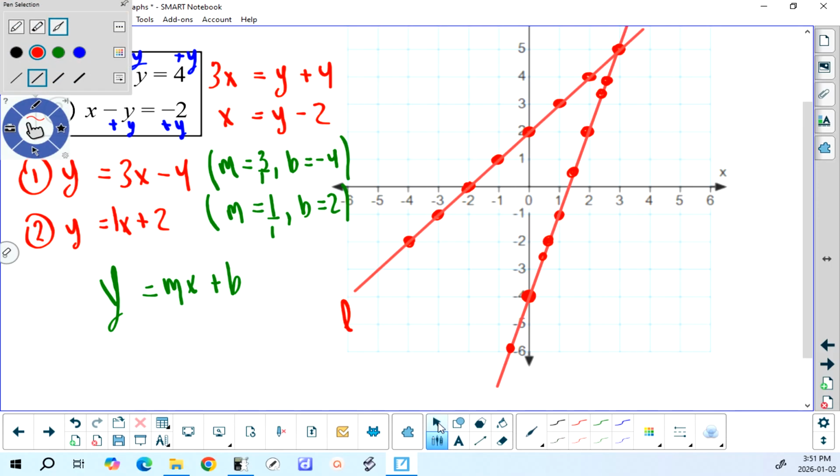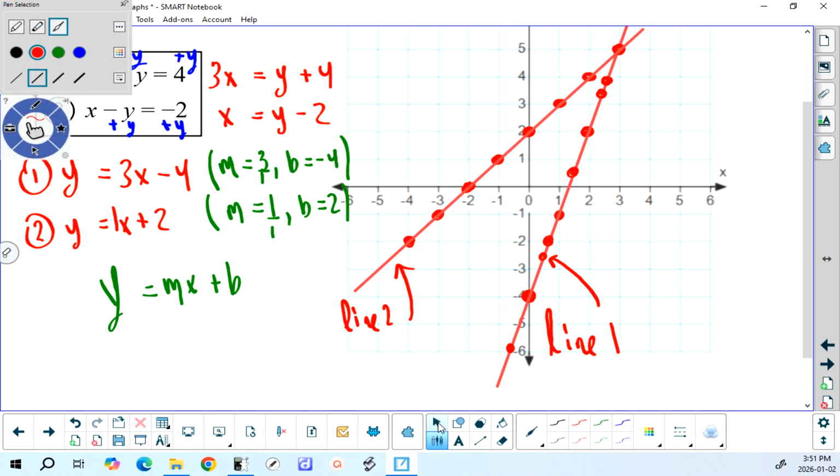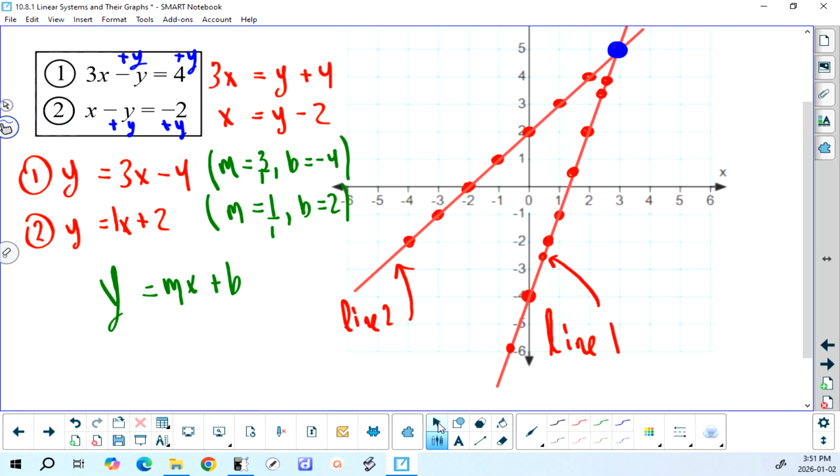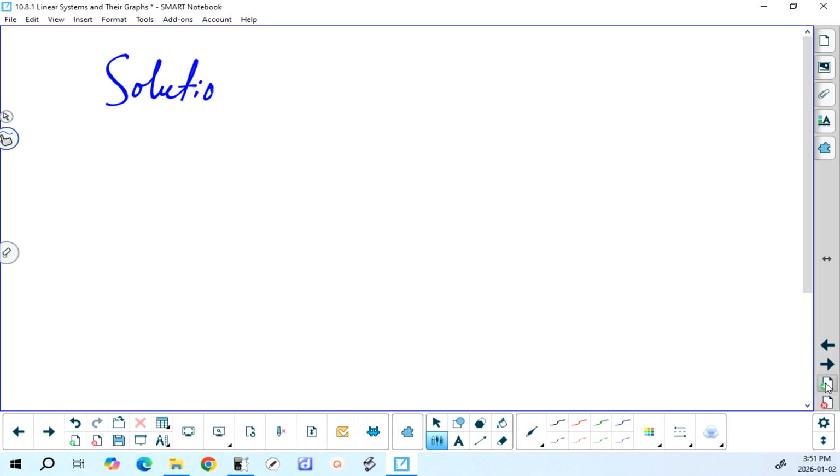So this is line 2, which is representative of equation 2. This is line 1, which is representative of equation 1. And this point is a common point. It's a point of intersection, which means that it is a solution to equation 1 and equation 2, and the coordinates are 3, 5. So the solution to this system is x equals 3, y equals 5. Or we could say 3, 5.